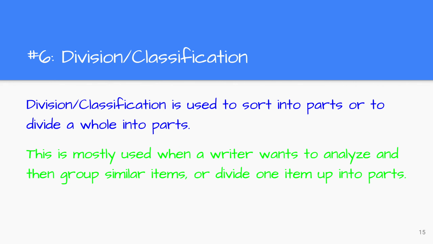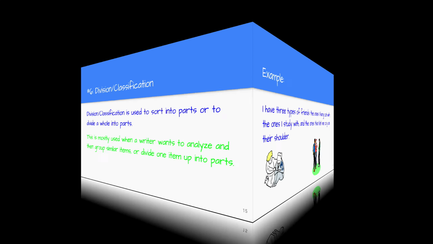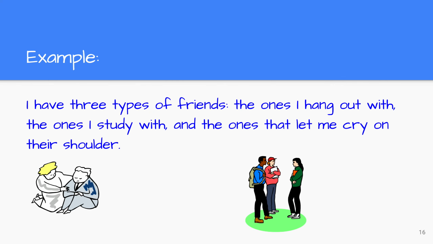Division classification is used to sort into parts or to divide a whole into parts. This is mostly used when a writer wants to analyze and then group similar items or divide one item up into parts. I have 3 types of friends: the ones I hang out with, the ones I study with, and the ones that let me cry on their shoulder.